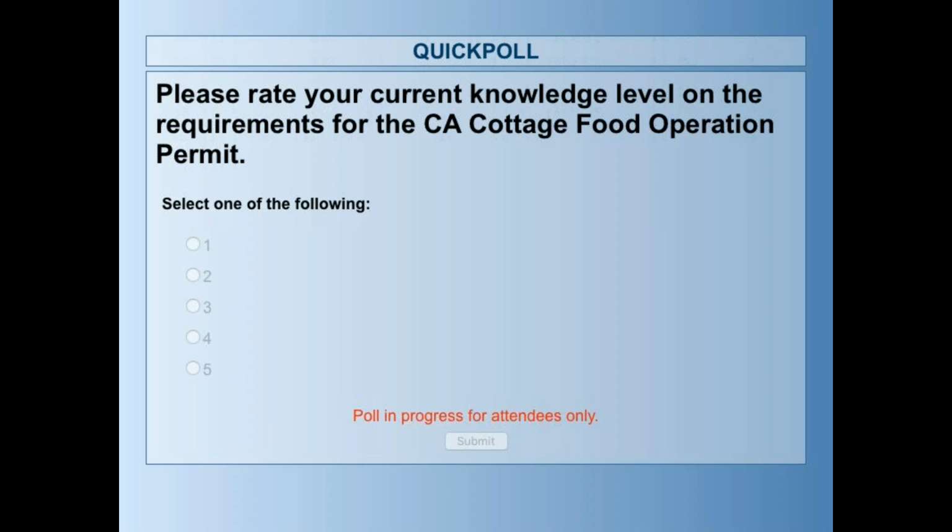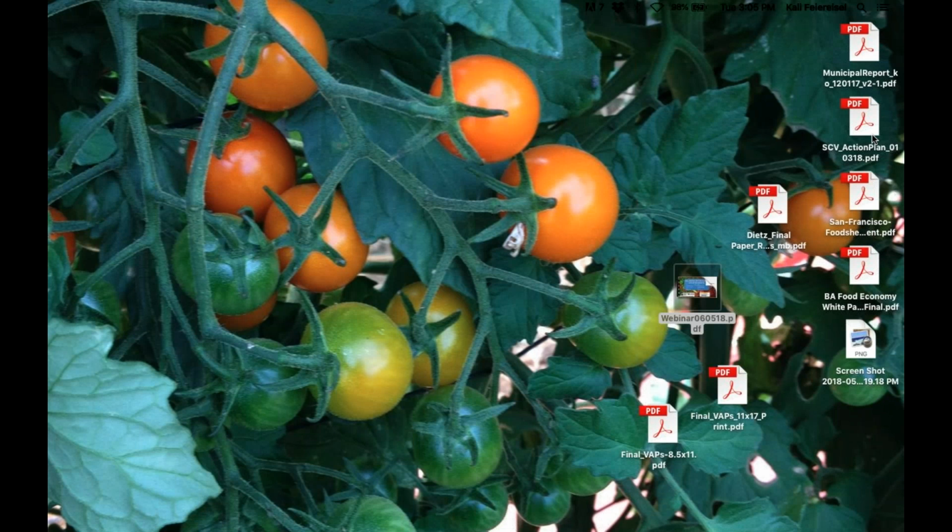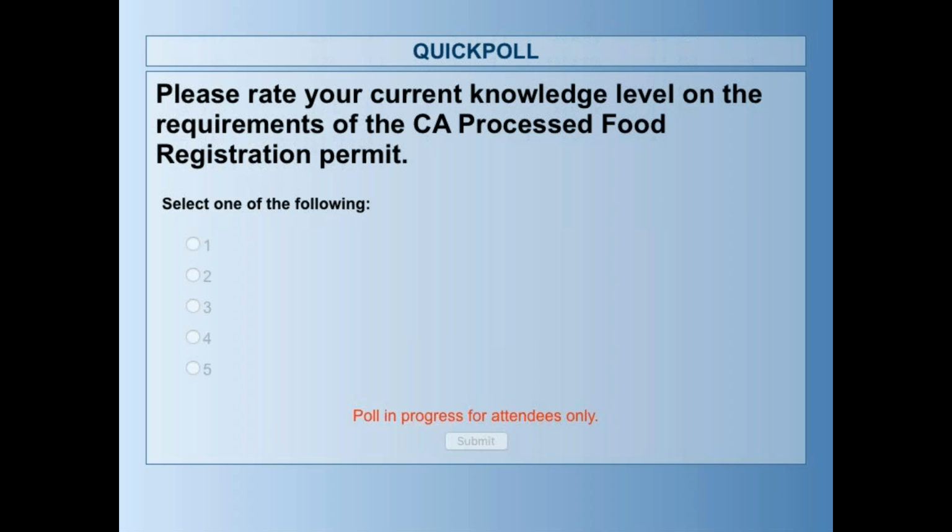All right, a couple more seconds. Thanks for voting. Okay, I'm going to jump to the next poll. So there's a few different regulatory permits we're just going to ask about to get a sense of where everyone is at the start. There's another permit called the California Processed Food Registration Permit. And how would you rate your current knowledge on this permit?